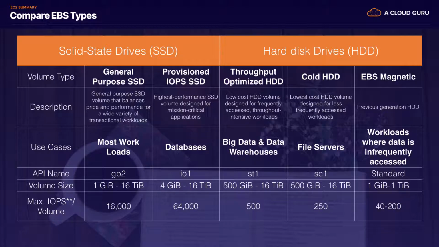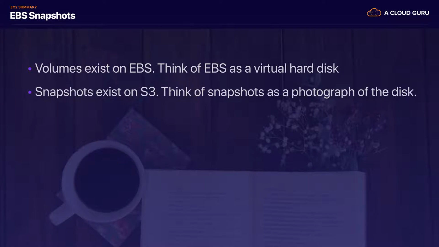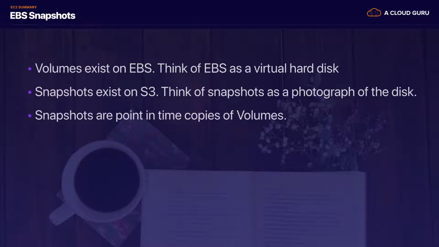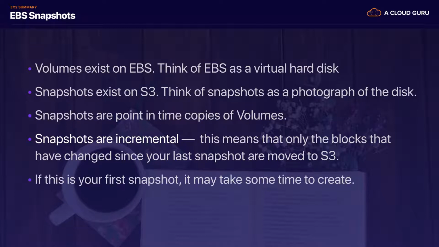With the throughput optimized and cold hard disk drives, basically if you need to optimize throughput, choose throughput optimized. If you just want the lowest cost storage available, use cold hard disk drive. So staying on EBS, volumes exist on EBS, so just think of EBS as a virtual hard disk drive in the cloud. Snapshots exist on S3, and I want you to think of snapshots as a photograph of the disk, and snapshots are actually point-in-time copies of the volumes, and snapshots are incremental, so this means that only the blocks that have changed since your last snapshot are moved to S3.